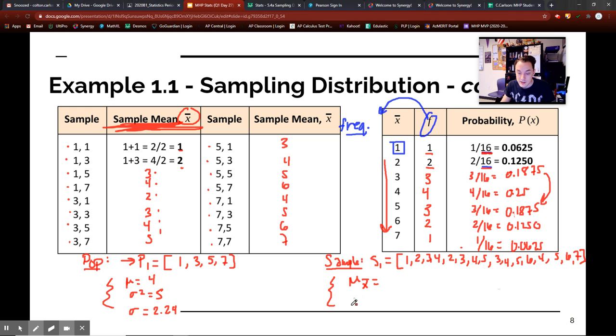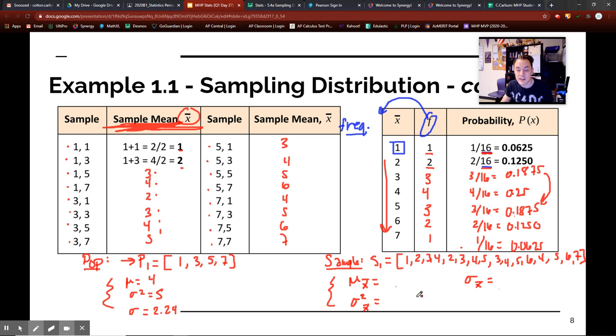What is the variance of my sample means? So notice how I'm doing sigma squared, but I'm doing an X bar here because that's going to signify the sample means. Okay, and then I want to find my standard deviation of the sample means.